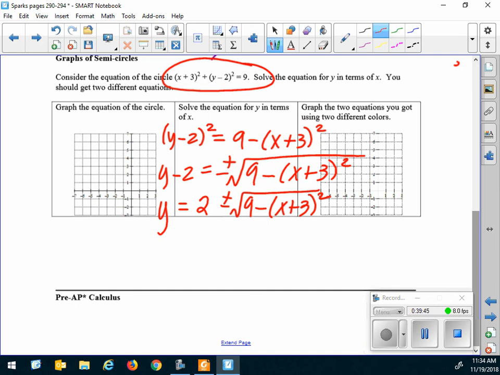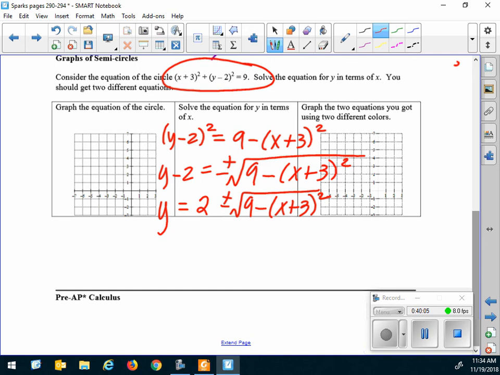Are you okay that you got two equations sitting here? 2 plus the square root is going to be the top half of the equation of the circle. 2 minus the square root is going to be the bottom half of the circle. Separately, they are functions. Together, they are not a function.